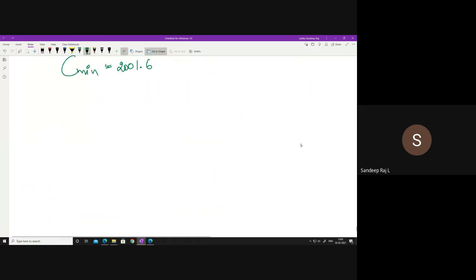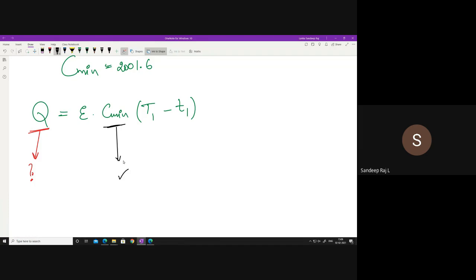So what you have to do is find Q is equal to epsilon into C min into (T1 minus t1). What he's asking you to find is this Q. Q is unknown in the question. You have to find it. Do you know this C min here? C min, just now we have found it out. T1 is given in the question. This t1 is also given in the question.